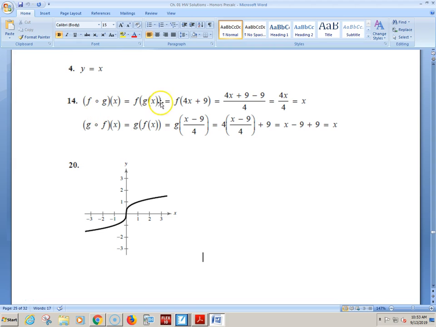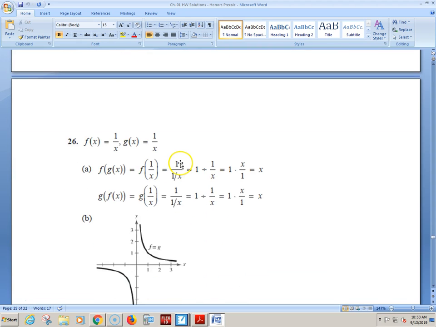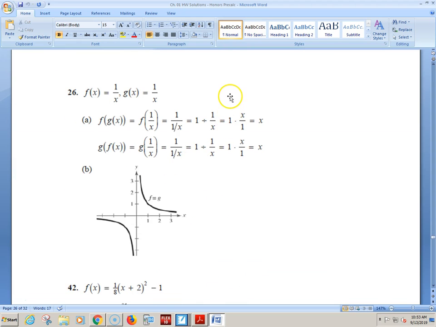Number 14, you were supposed to plug the inverse into the original, or the original into the inverse, and see if they were each other's undoing. And were they? Yes. Correct. Number 20, you were supposed to flip the graph. There we go. Number 26, this was super weird because it's the exact same thing.